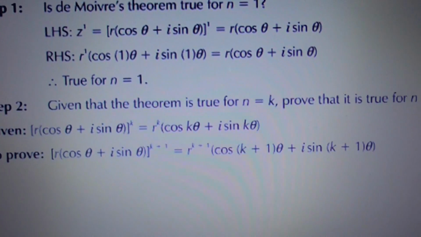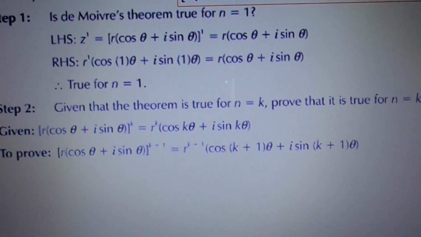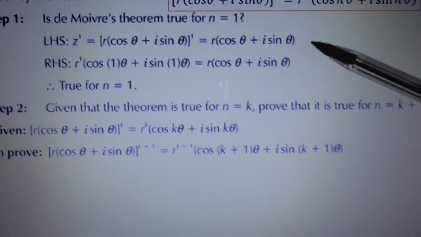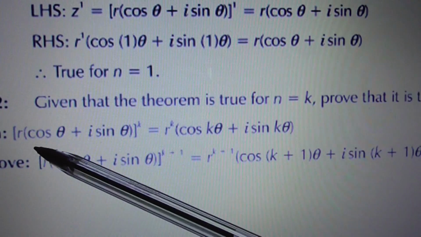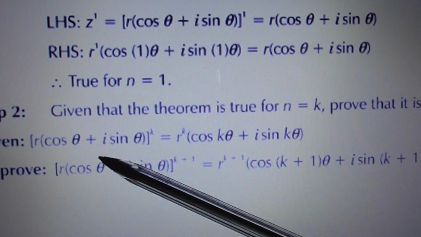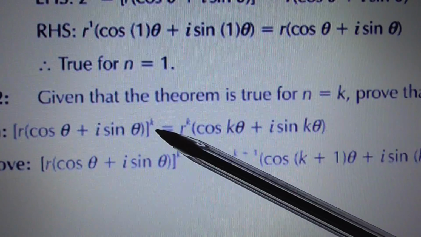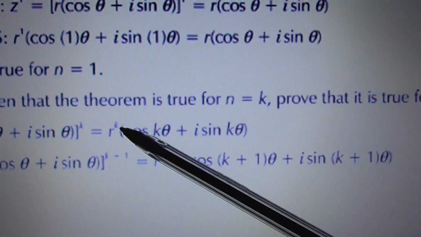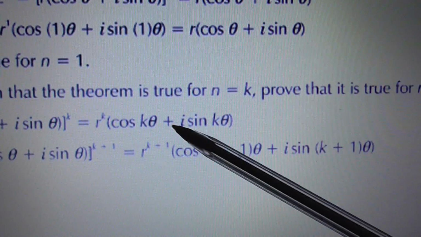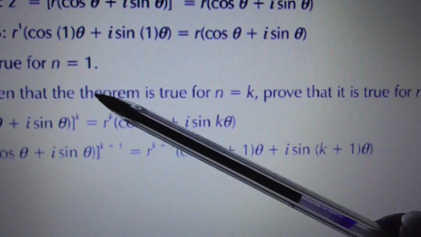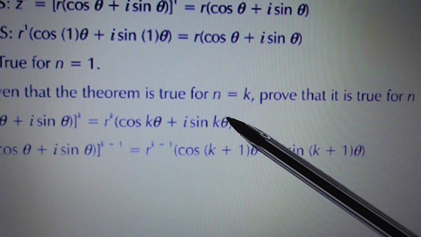Step 2. Given that the theorem is true for n equal to k, what that just means is that r times the cos of theta plus i sin theta, all to the power of k, is equal to r to the power of k by cos k theta plus i sin k theta. So I'm assuming it's true for n equal to k.